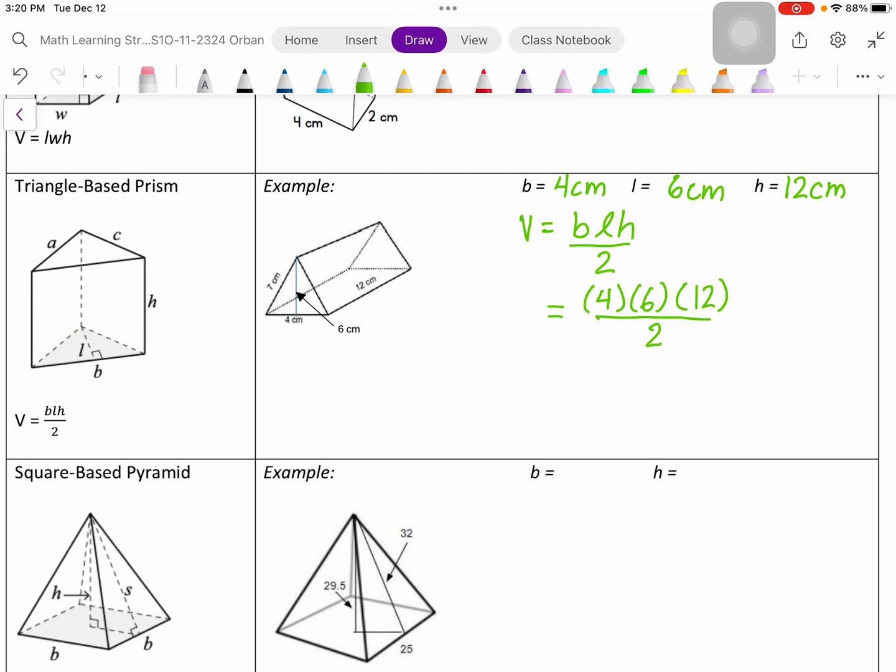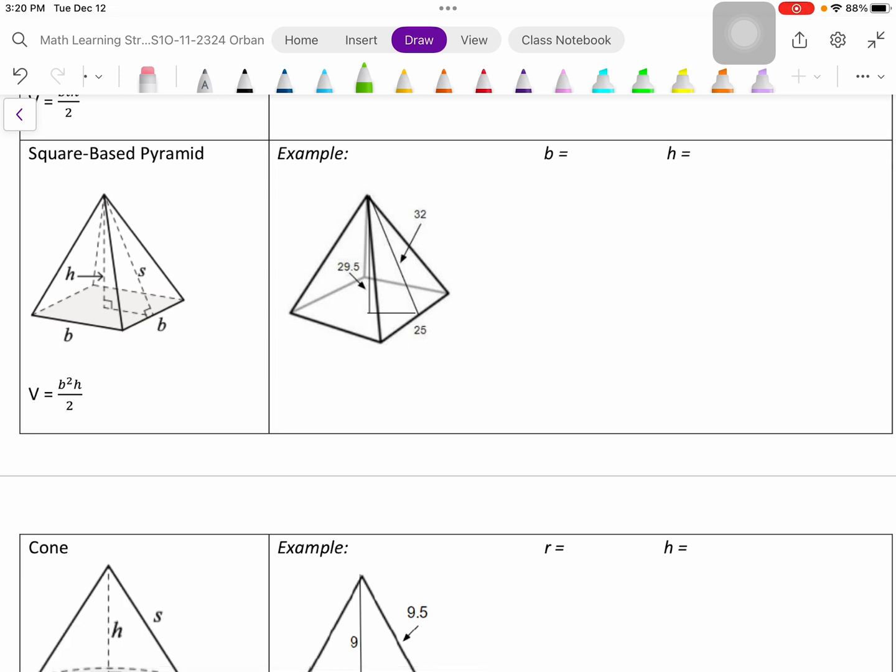When I plug that into my calculator, 4 times 6 times 12 divided by 2, the volume of this shape is 144 centimeters cubed. So once again, cubed because this is 3 dimensions. So all volume is measuring space in 3 dimensions, so it's always going to be whatever your units are cubed. In this case, our units were centimeters.